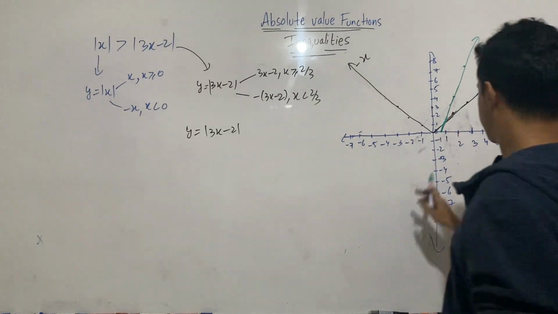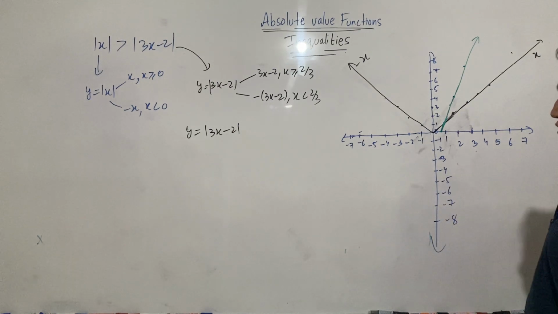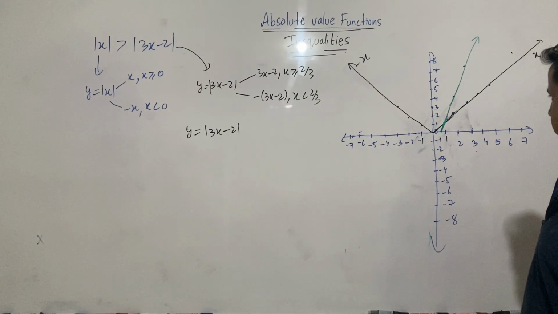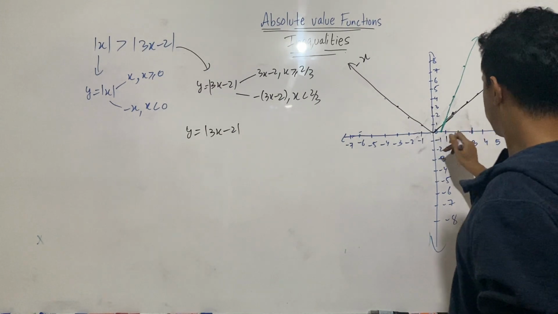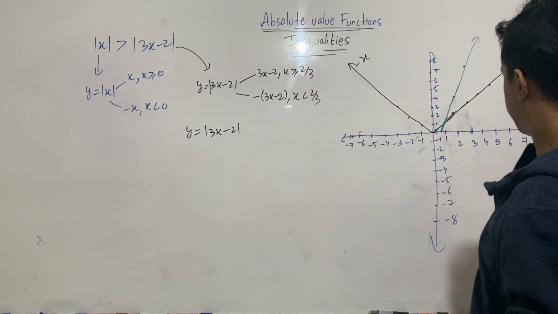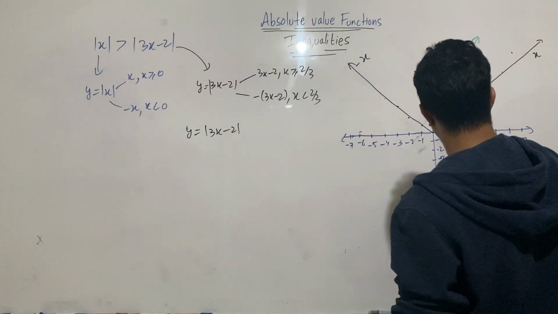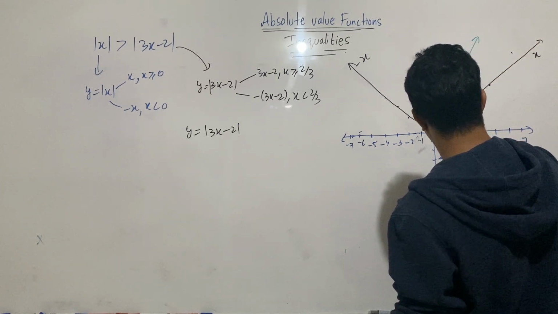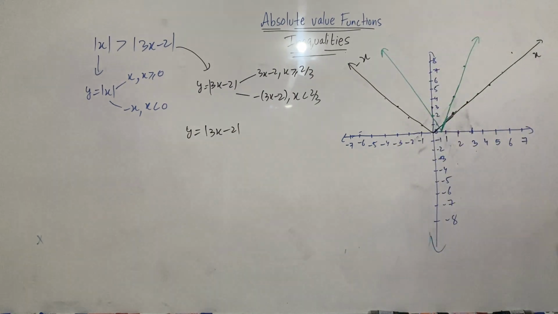And on the other side, check for 0. For 0, it's going to be 2. Okay, fine. I don't need the rest of the coordinates. Why? Because I will tell you why.